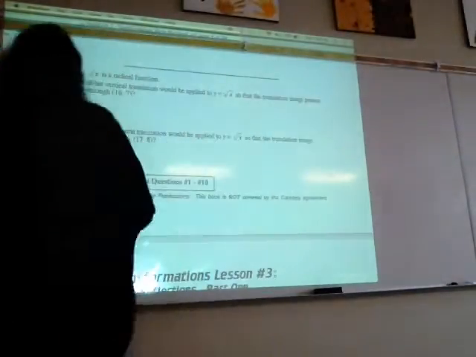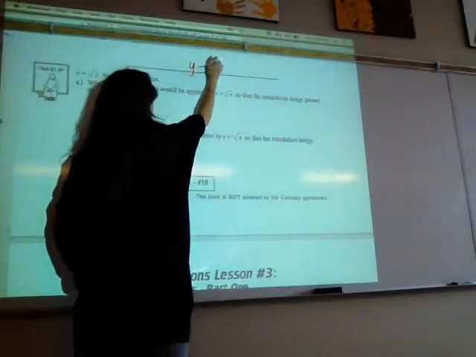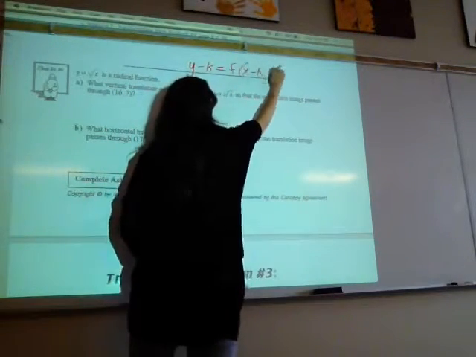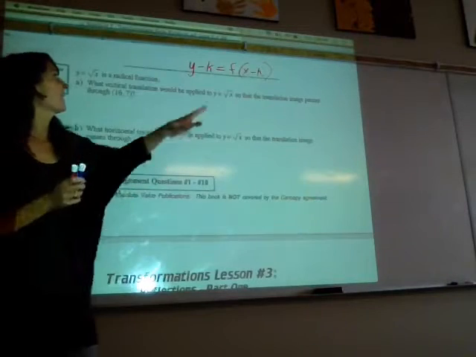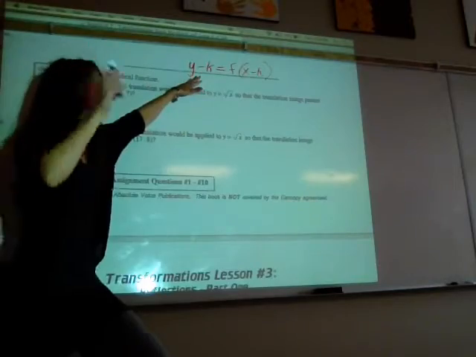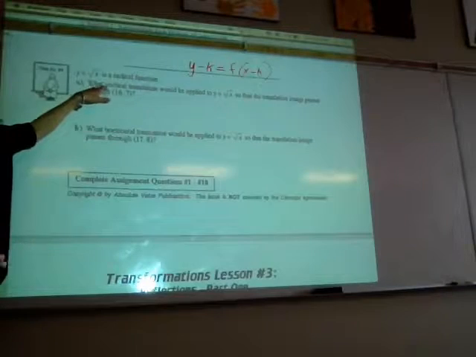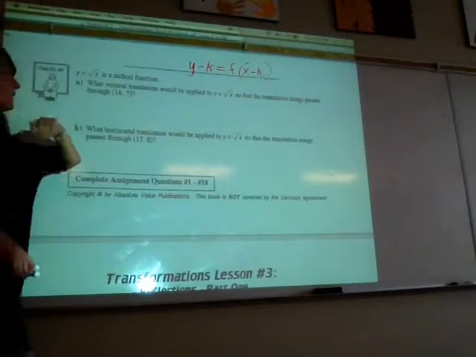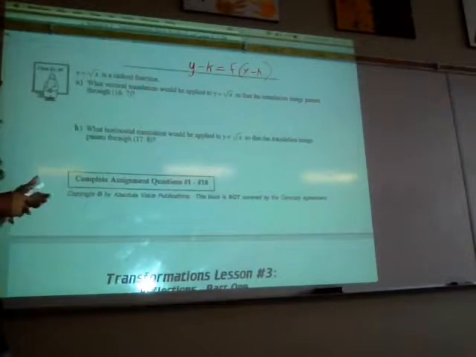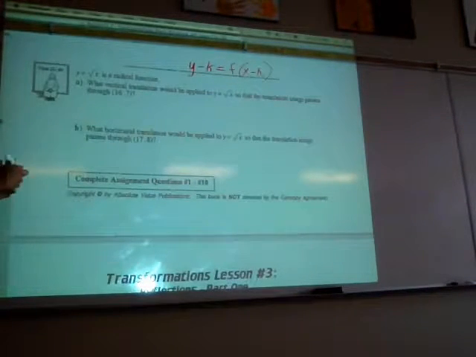Well, what we have to realize is that with transformations, what we've learned so far is we have this equation: y minus k equals f of x minus h. K implies that we have a translation related to y, so a vertical translation. H shows us that we have a horizontal translation. They're asking us to figure out what vertical translation would occur if the original graph is translated and then goes through this point. So if we have a vertical translation, are we talking about k or h? Okay, so we're talking about k.